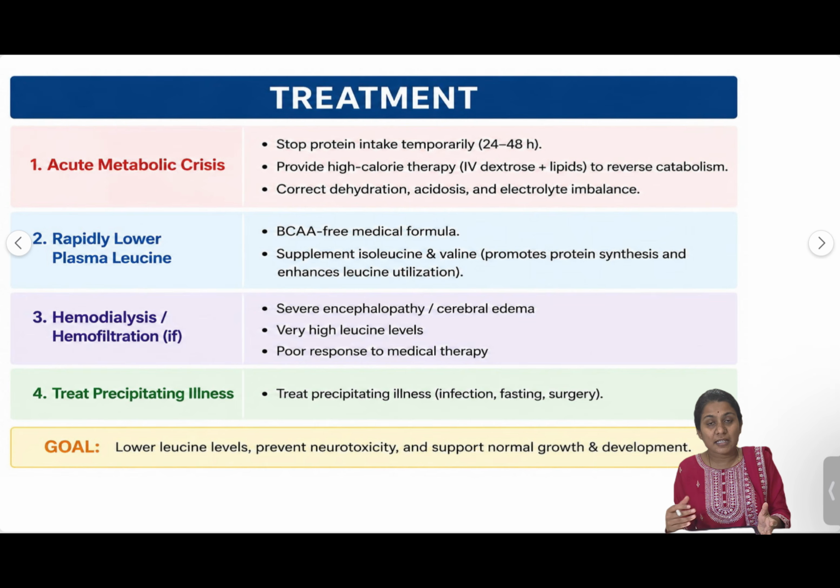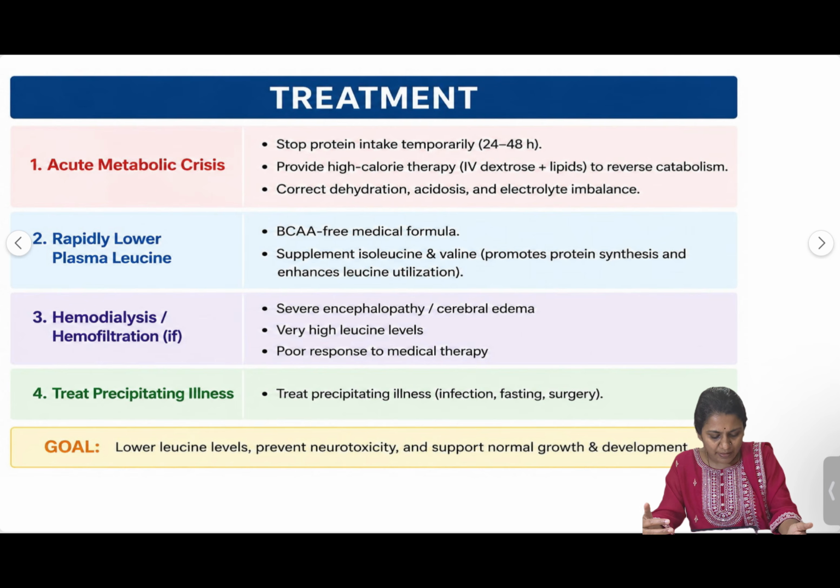So now let's start with treatment. So what is going to happen? Because these are branched chain amino acids, whenever there is a stress or the newborn period, classically there is catabolism, a breakdown of the branched chain amino acids. So what you have to do is stop the catabolism. How will you stop? You should stop the protein intake temporarily, and then provide high calorie therapy in the form of IV dextrose and IV fluids. Then you have to correct dehydration, lactic acidosis, and electrolyte imbalance.